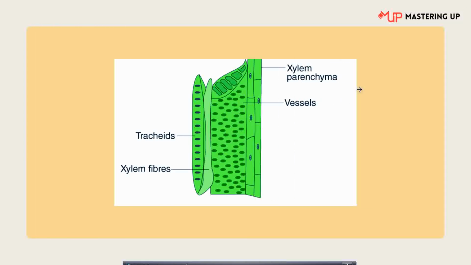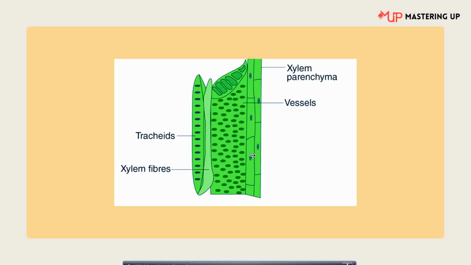This is the arrangement, the xylem tube that helps in water transport. This is how the four elements are organized to form a xylem. We have tracheids, long tubes; xylem fibers that provide the structural support; vessels; and xylem parenchyma. So this is what we call xylem.